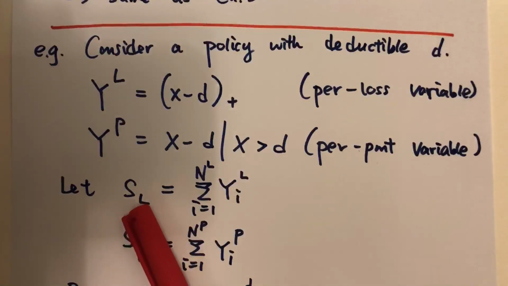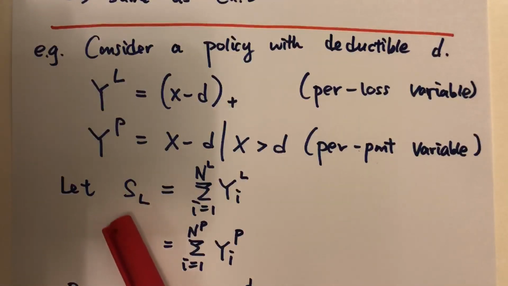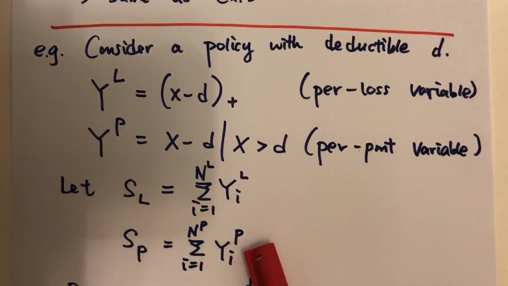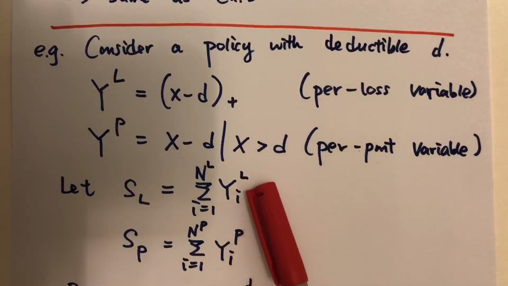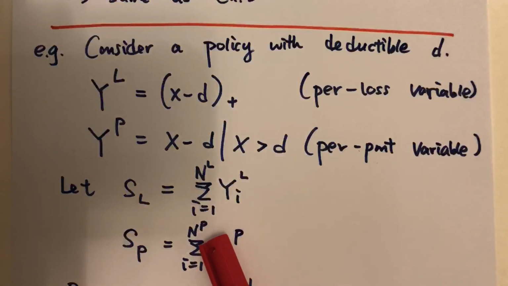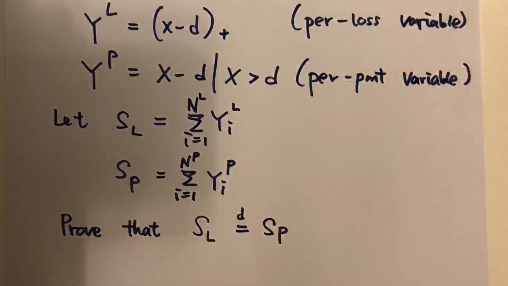And now we define two variables, S^L and S^P. So S^L is just the sum of Y^L, and S^P is the sum of Y^P. Okay, and here in the first sum, the number of Y^L to be included is N^L, the number of losses. And then here it is the number of payments. So we want to show that the two variables have the same distribution. So how to show this?